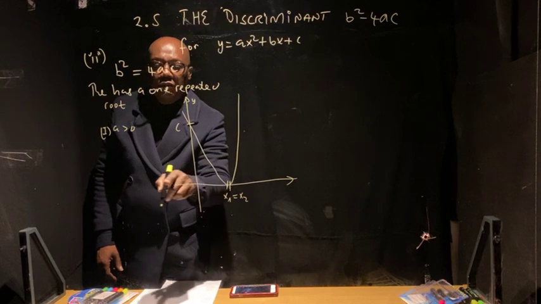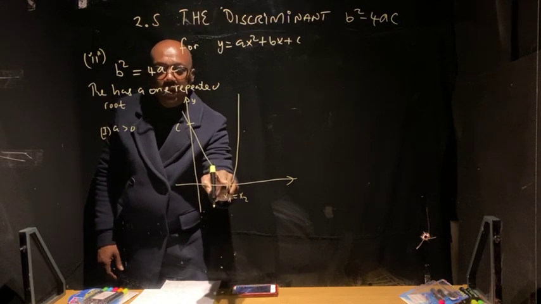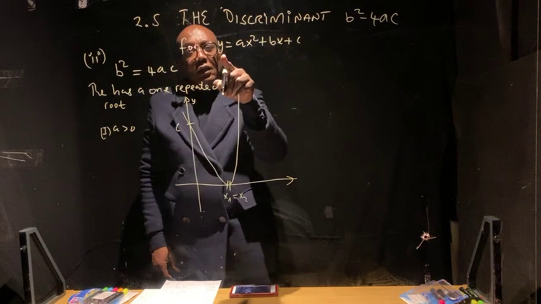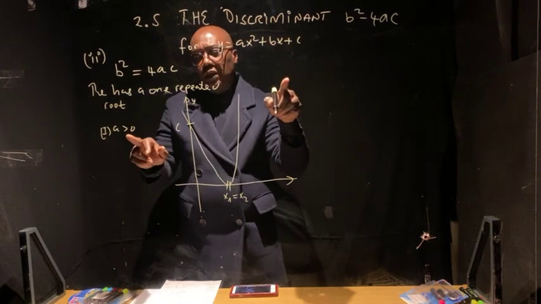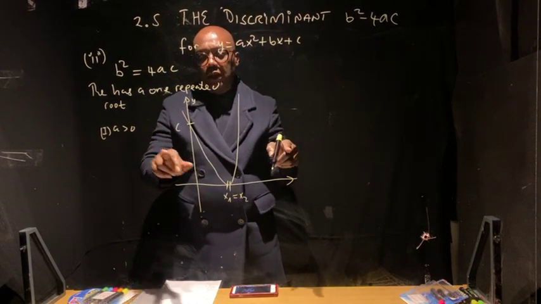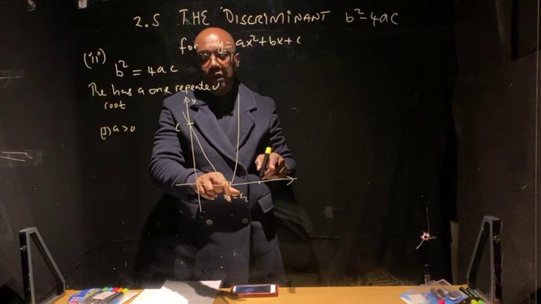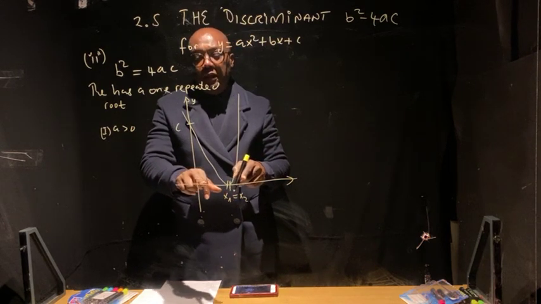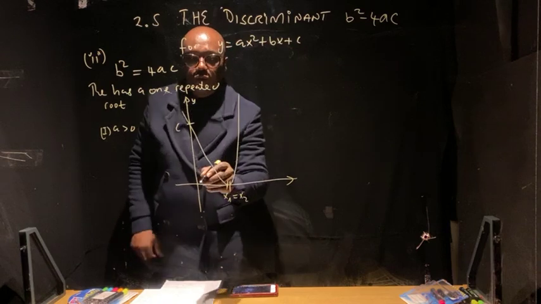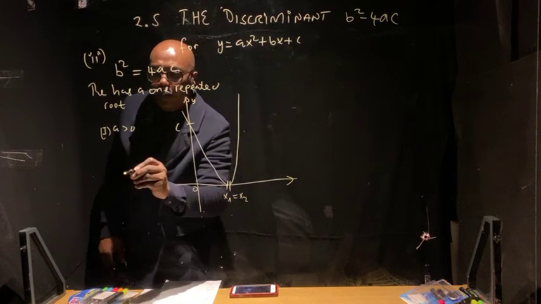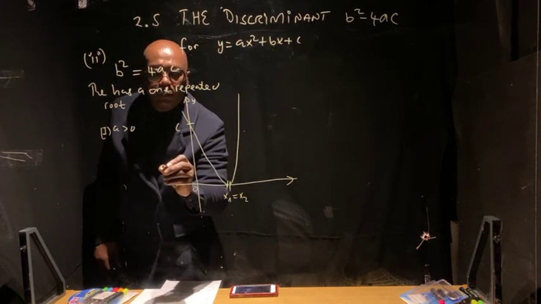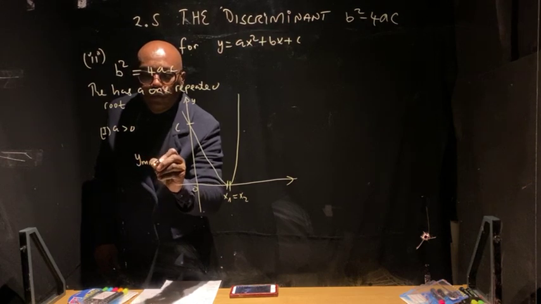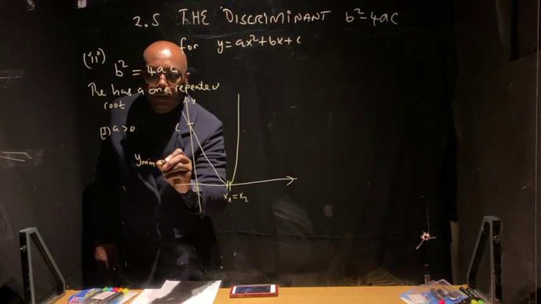Here, you can see the y minimum. The quadratic equation, because a is greater than 0, has a minimum turning point. But the minimum turning point occurs on the x-axis, where y is equal to 0.